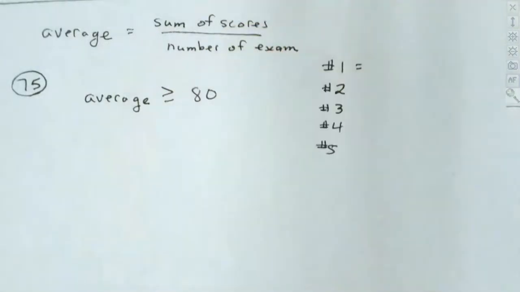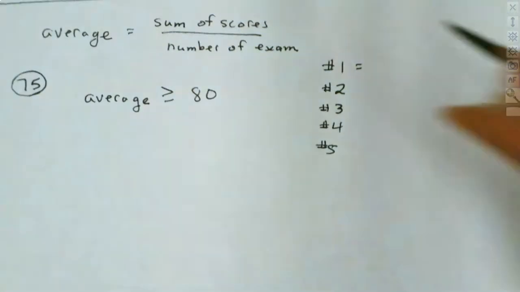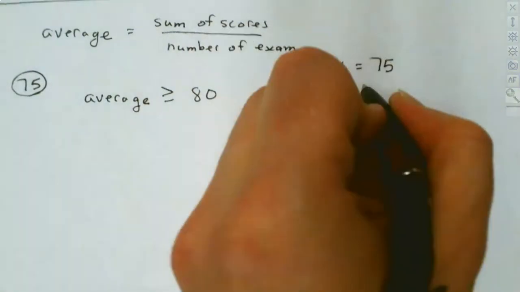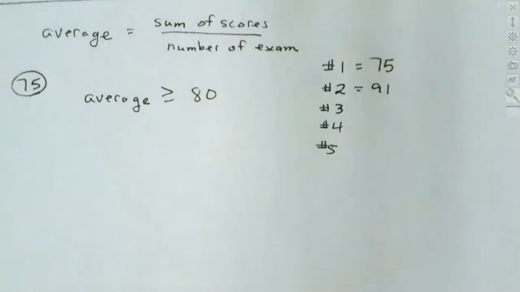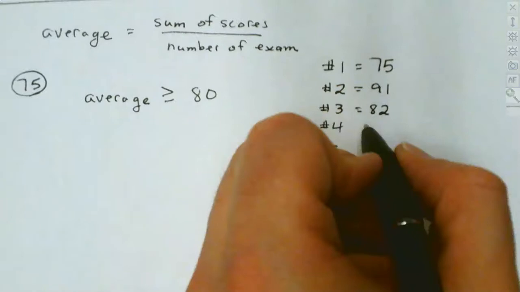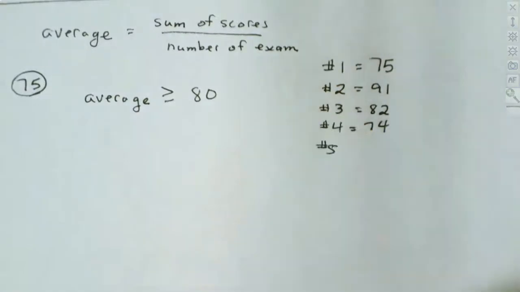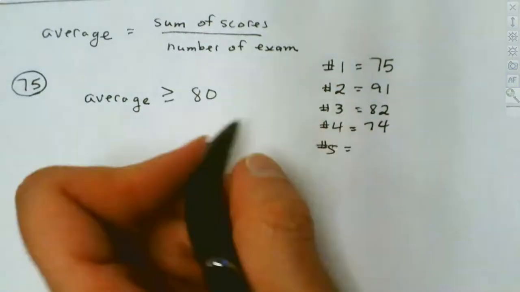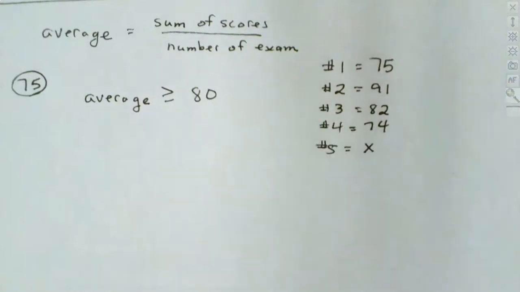So we took our first exam and we got a 75. Our second exam, we got a 91. Third exam was 82. Fourth exam was 74. And do we know our 5th exam? No. So that's going to be an X there. That should be plural there, exams. All right, so what's going to be our average?